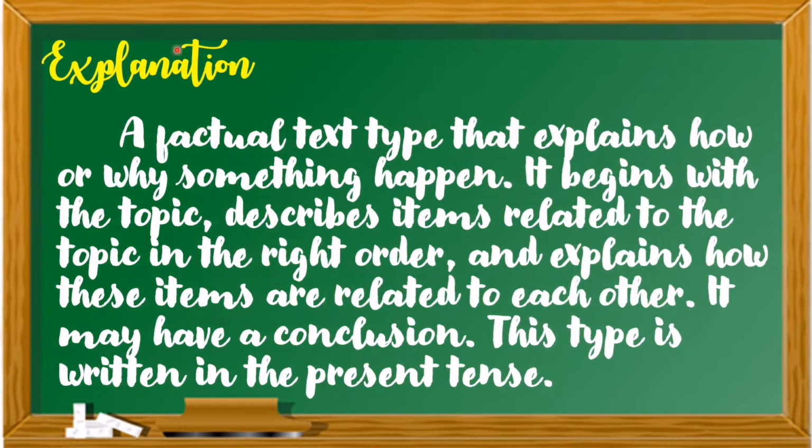Explanation, a factual text type that explains how or why something happened. It begins with the topic, describes items related to the topic in the right order, and explains how these items are related to each other. It may have a conclusion. This type is written in the present tense.